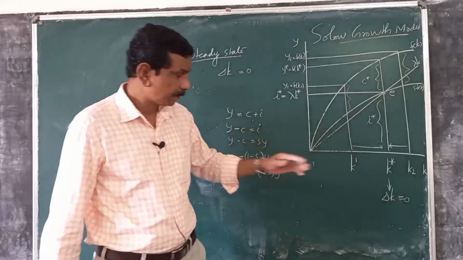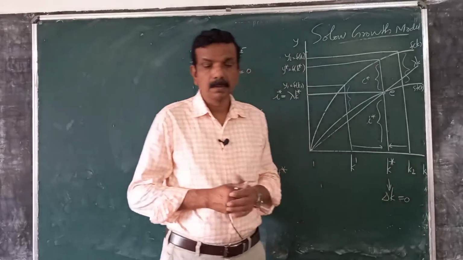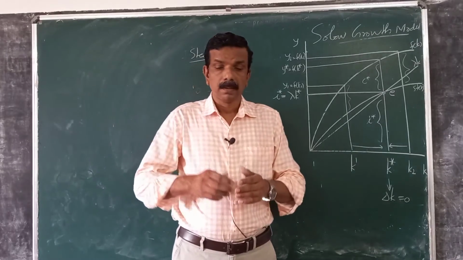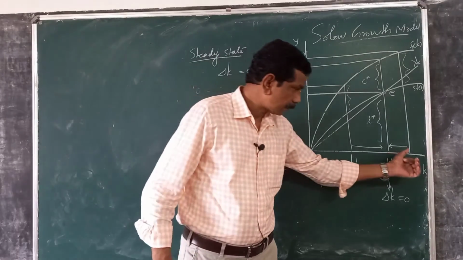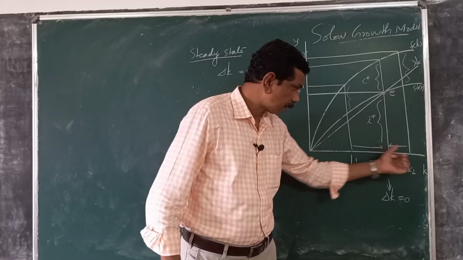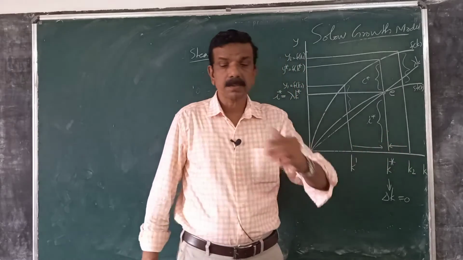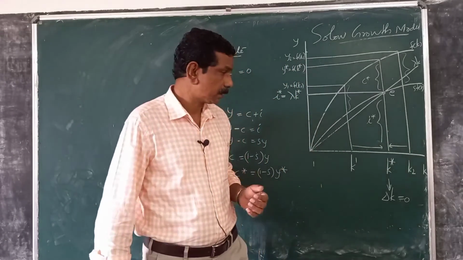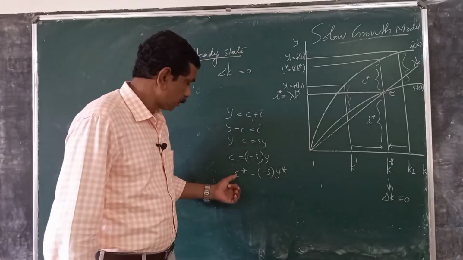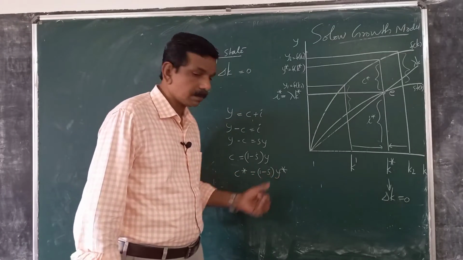On the other hand, if K is equal to K2, we know that over time output per worker decreases, so consumption per worker also decreases until it reaches (1 minus s) into Y star.